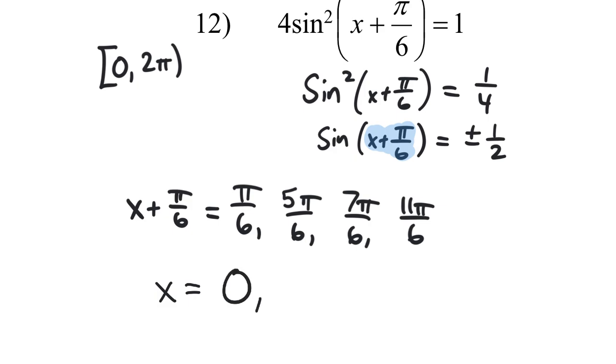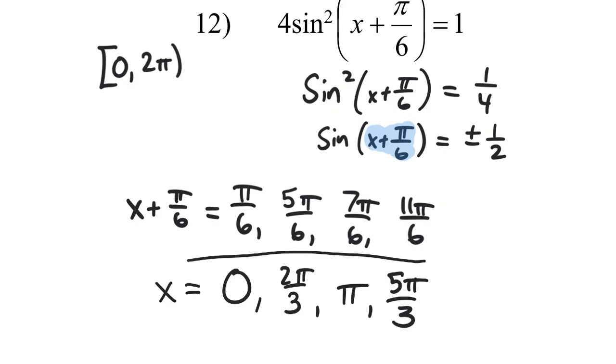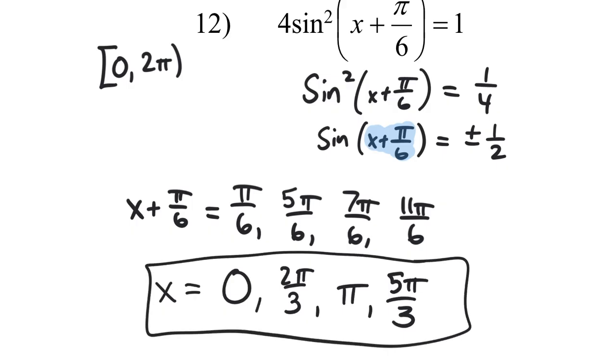It'll be 0. 4 pi over 6 is 2 pi over 3. We'll get pi, and we'll get 10 pi over 6 or 5 pi over 3. And there are our 4 answers. This is a problem where we're working backwards, right? In our reverse order of operations is how we want to operate.